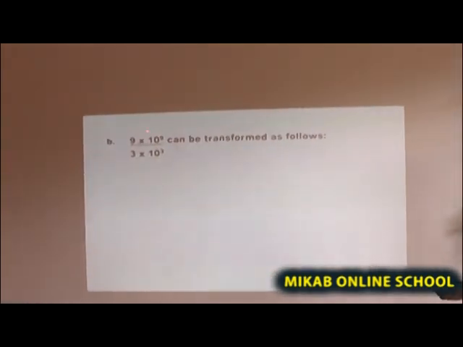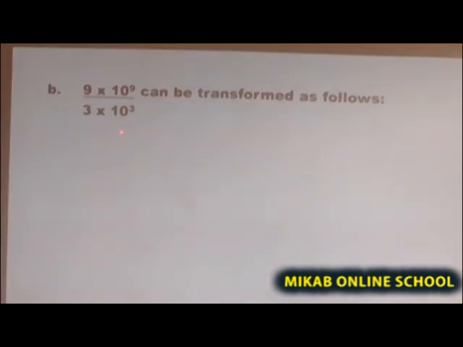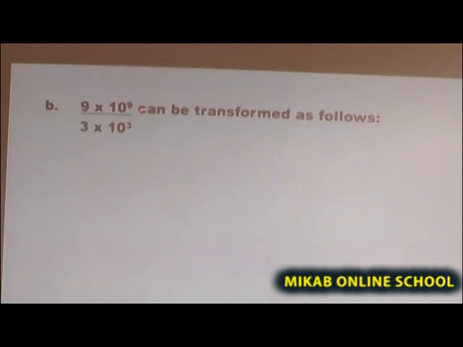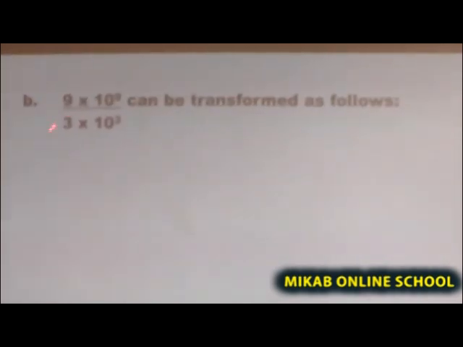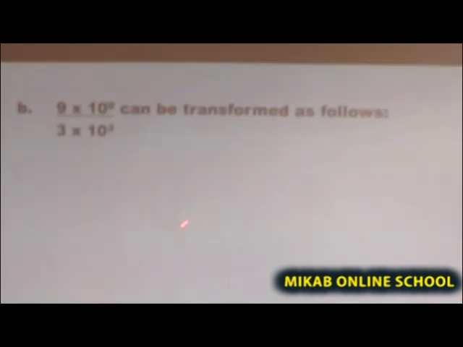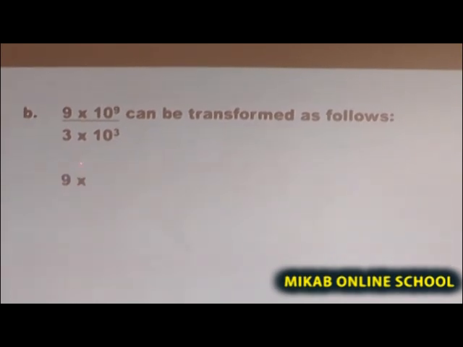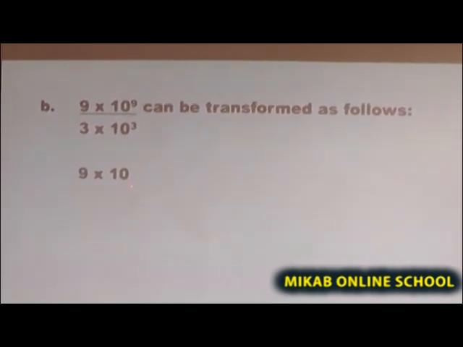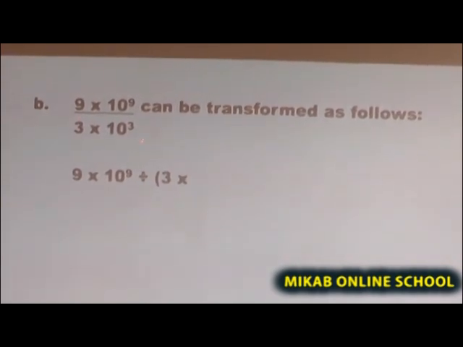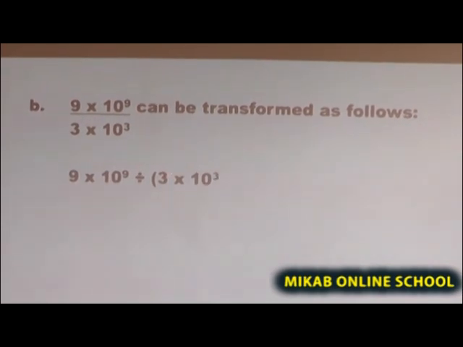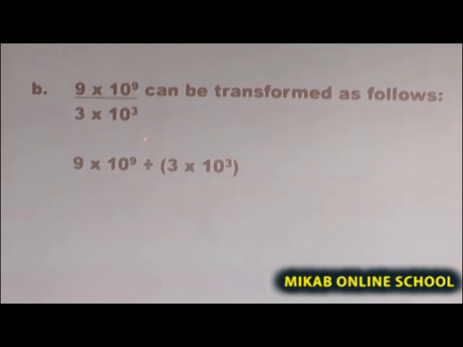9 multiplied by 10 raised to the power of 9 all over 3 times 10 raised to the power of 3. This line equally represents our division sign. That is to show that this can be transformed into 9 times 10 raised to the power of 9 divided by, you put everything here into brackets, by having your 3 times 10 raised to the power of 3 within these brackets.